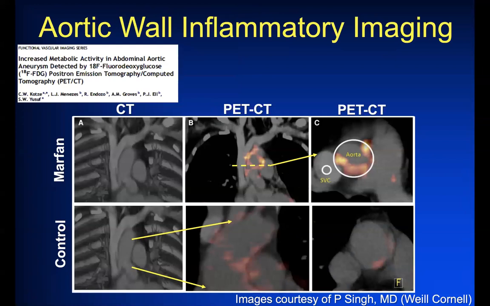Other groups, including Parm Singh, who works with us, are looking at molecular imaging. So here's a hybrid PET CT looking at vascular inflammation, demonstrating vascular inflammation in a patient with Marfan syndrome in whom we can see increased FDG uptake in the aortic arch.